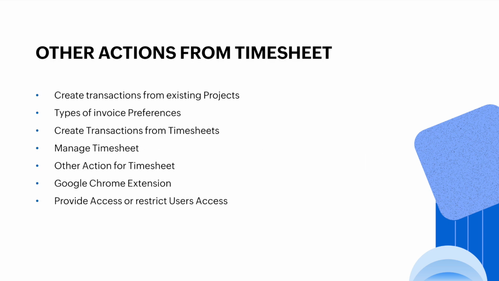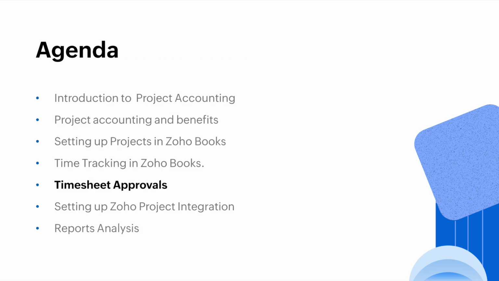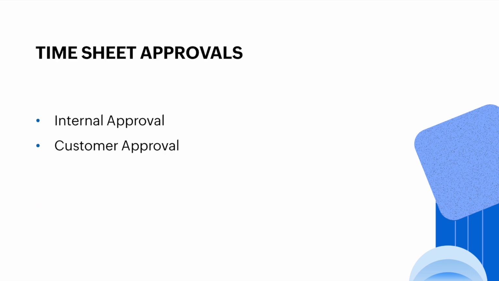Also, you could choose to create the transactions, and we also discussed the Chrome extension wherein you can log time as and when you need, and also you can create the transactions from the existing projects. We also discussed the timesheet approvals wherein we will be able to set up an internal approval to get it approved by a project manager or from the customer directly via the customer portal.